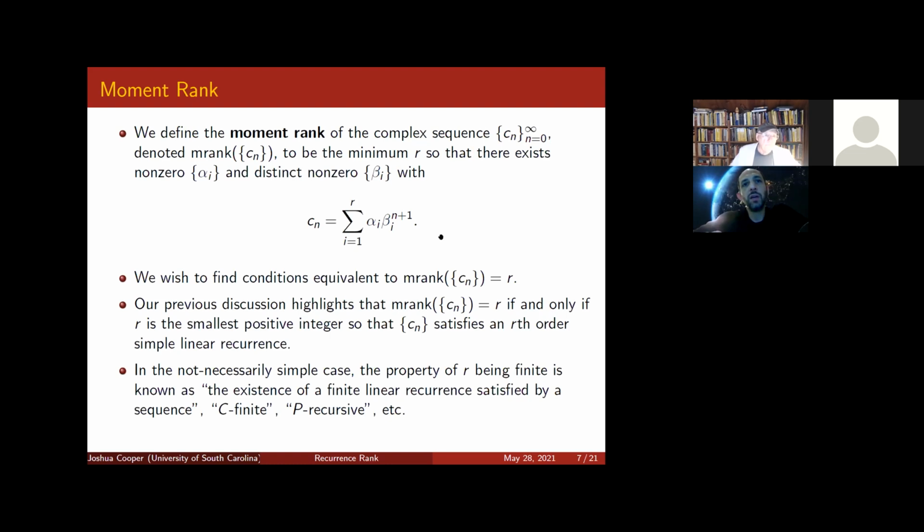And this has a few different names actually. When you talk about R being finite, that's really got a number of names in the literature. Sometimes you have to write out a whole sentence and say the existence of a finite linear recurrence satisfied by a sequence. It's also known as a C-finite sequence, also known as P-recursive. Depending on what area you're in, it has a few different names. This notion of moment rank is well defined. That's not hard to see, but I'll point it out in a minute. One way to see it immediately.